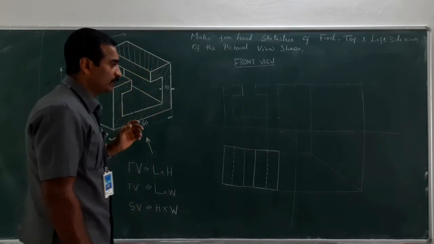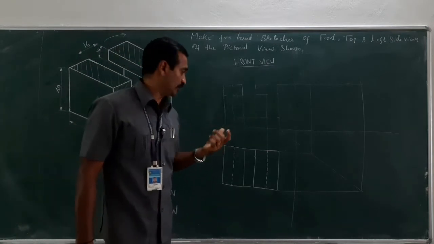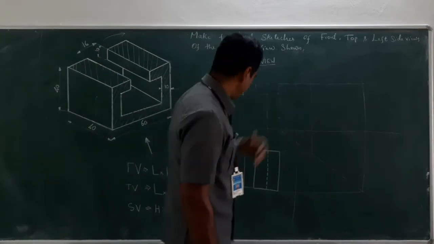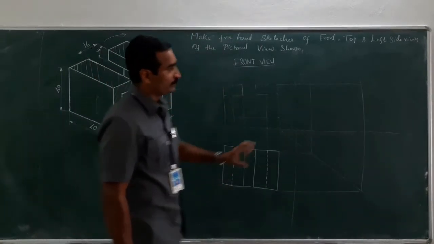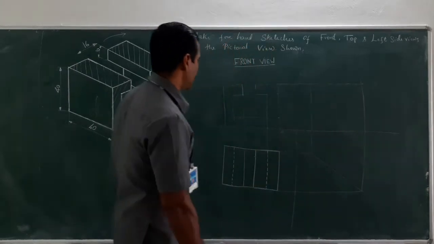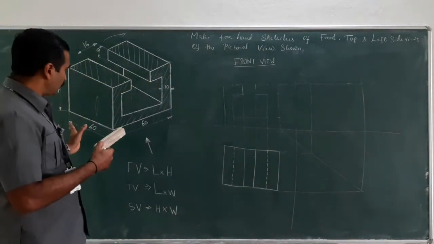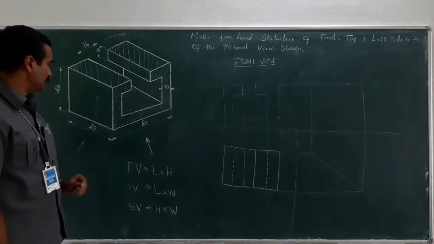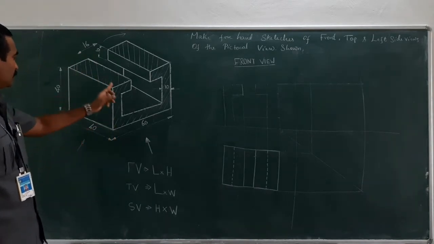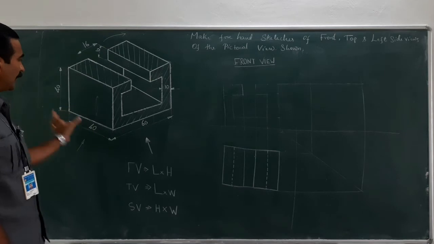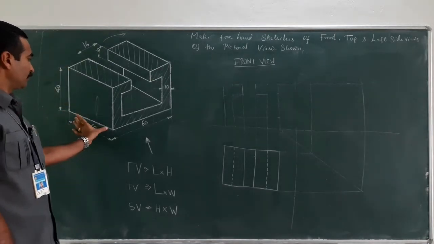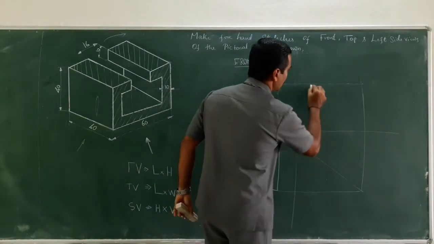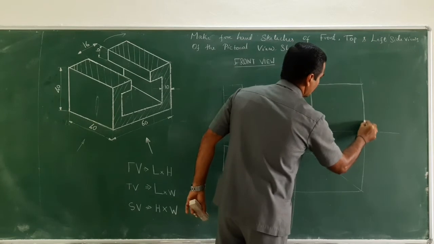So orthography means 2D. In each view you can only see two dimensions. Here length and height, here length and width. Then what is left out? Here the side view, height and width. This is height and this is width. Now I am looking at this object from this direction. I could see a square, right? 40 and 40. Height is 40 and width is also 40. So this is the boundary. So I could see a square box.